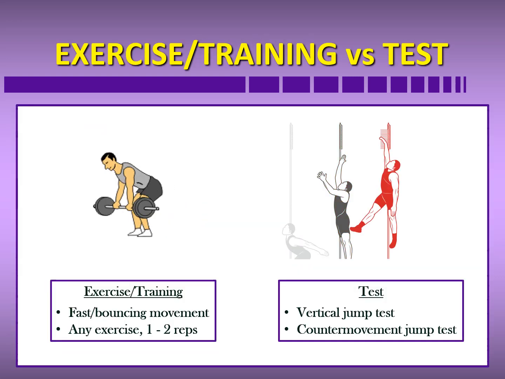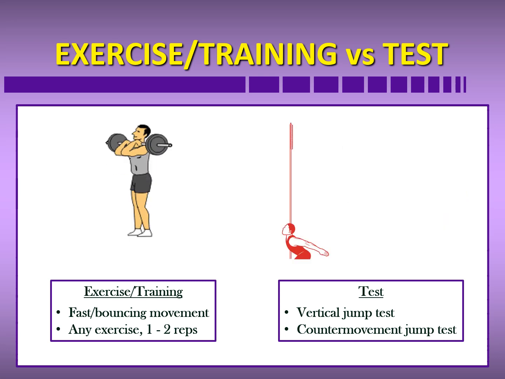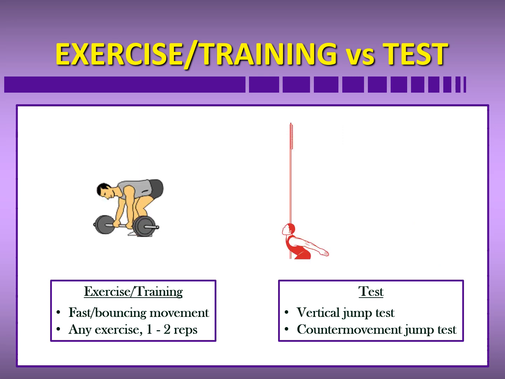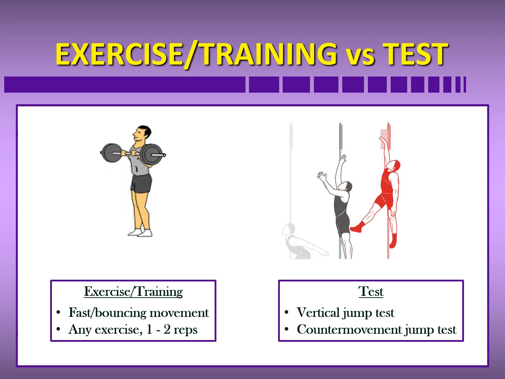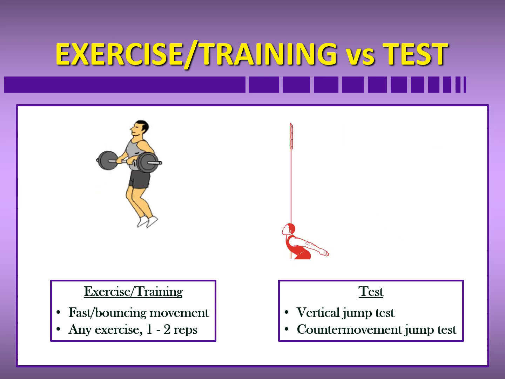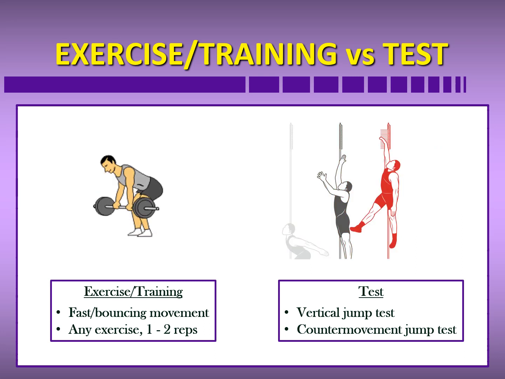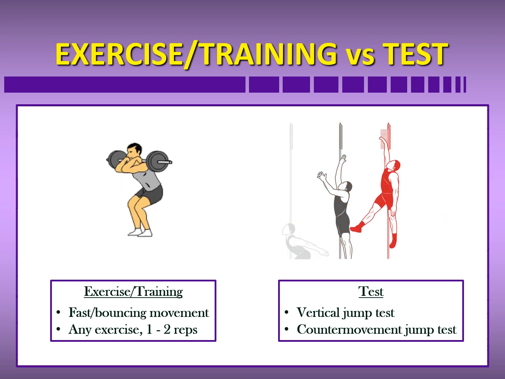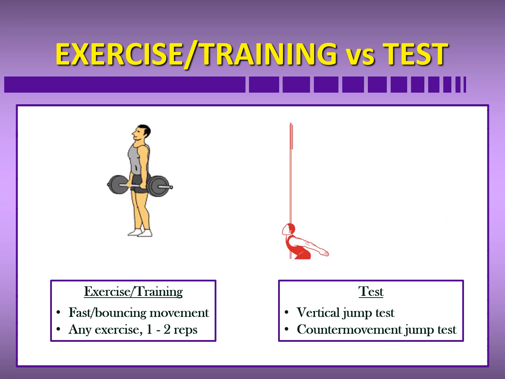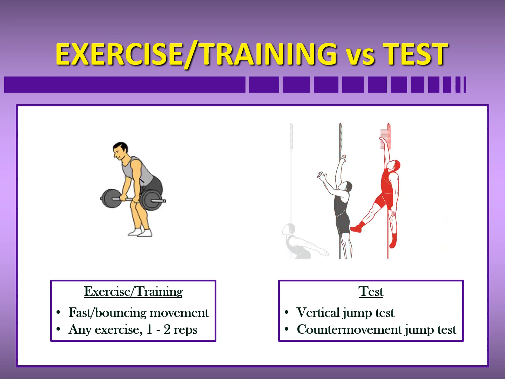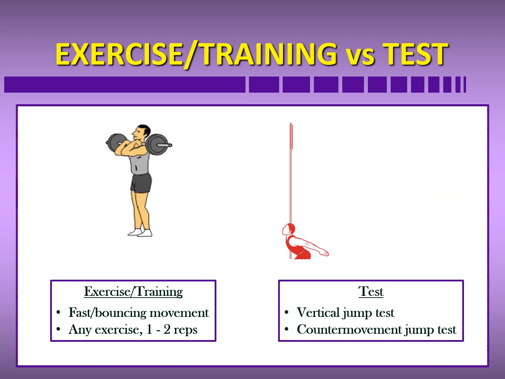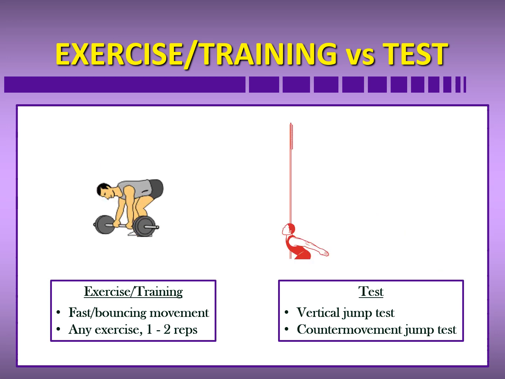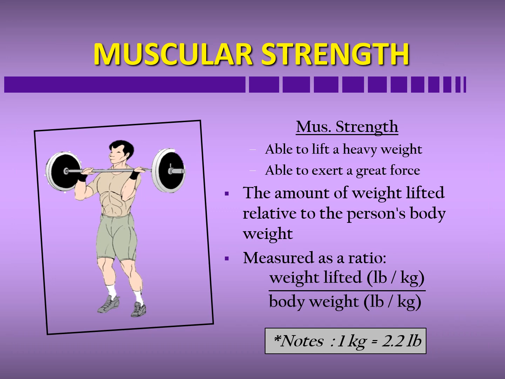What is the difference between exercise and test in power? For exercise, you can do any type of exercise with fast or bouncing movement, with 1 to 2 repetitions. You can see this image here. The test to determine whether you have gained power is the vertical jump test or the countermovement jump test.